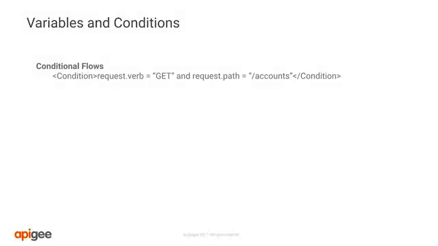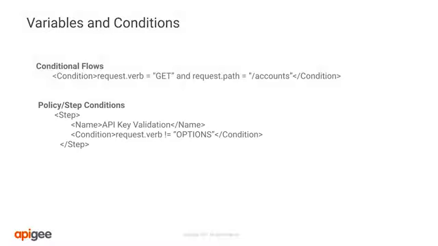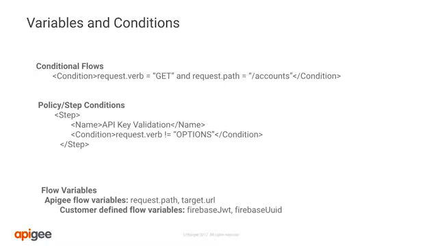I mentioned earlier that a proxy could have 0 or more conditional flows. So a flow can have a condition that determines when it should execute. Conditions can also be included on policies. If a policy has a condition, then it will only execute if the condition is true. The last topic we will cover is flow variables. Apigee has a set of predefined flow variables that can be used within conditions. But we can also create our own flow variables and use them as conditions in the request or response path.